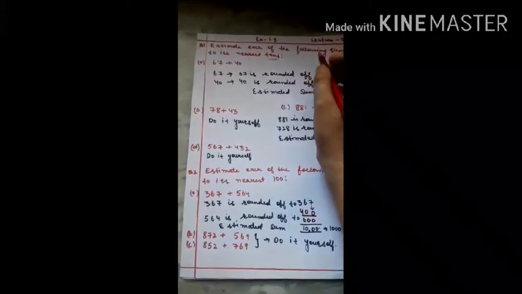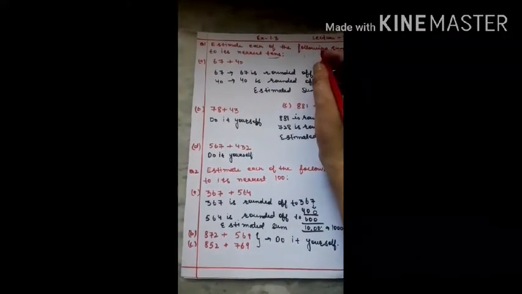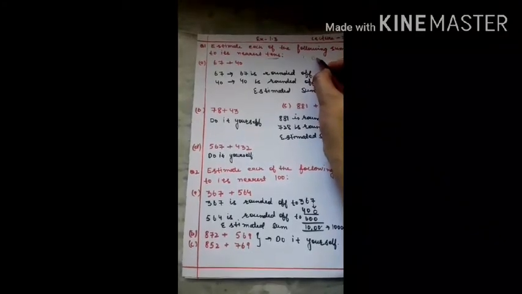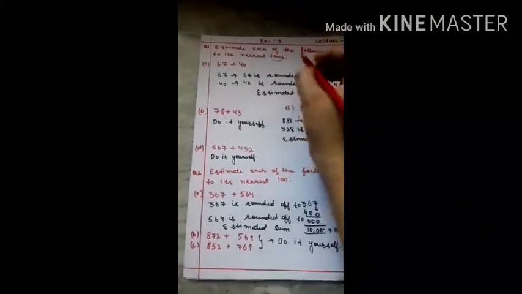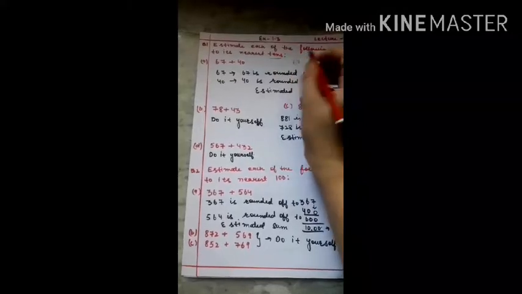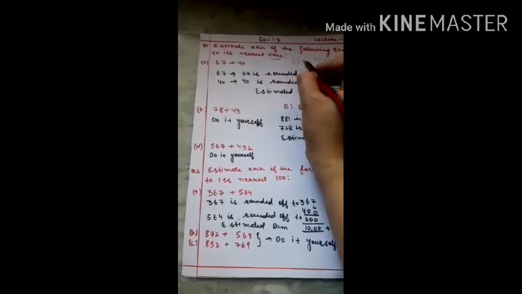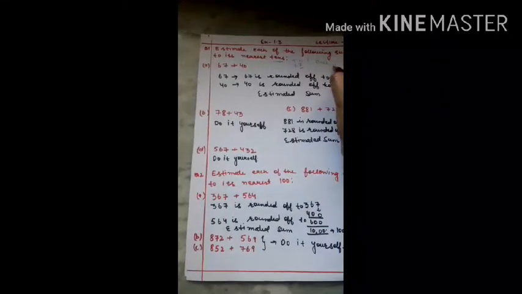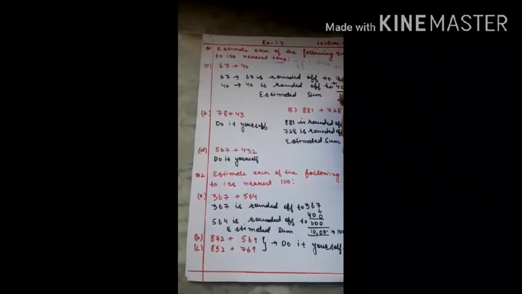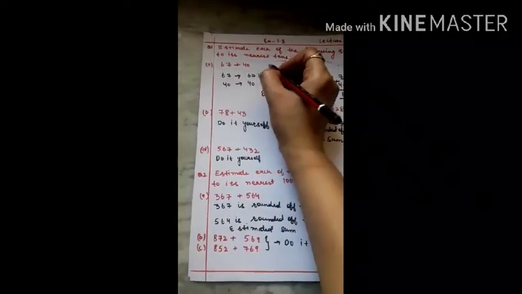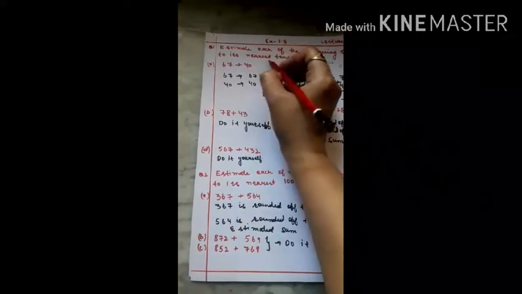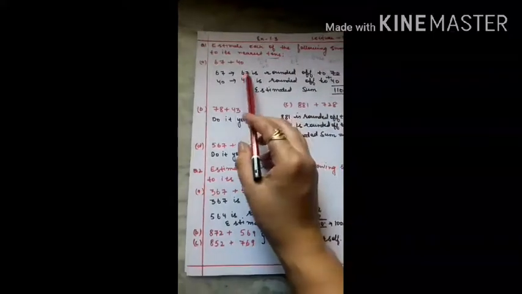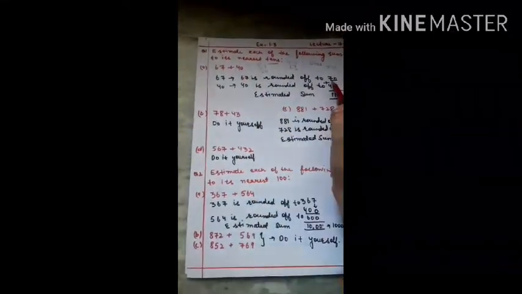If you are asked to round it off to the nearest tens, you have to look at the digit at the ones place. We have 67 here; this is ones, this is tens. You have to look at the digit at the ones place. 7 is greater than 5, so you will add plus 1 here. It is rounded off to 70. I have written here 67 is rounded off to 70.